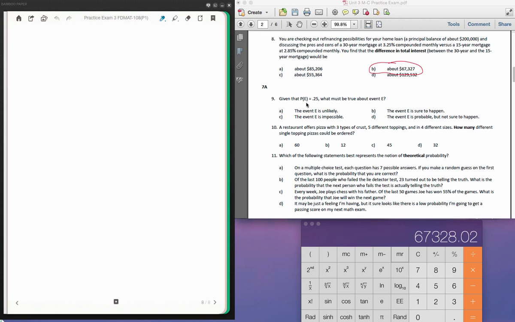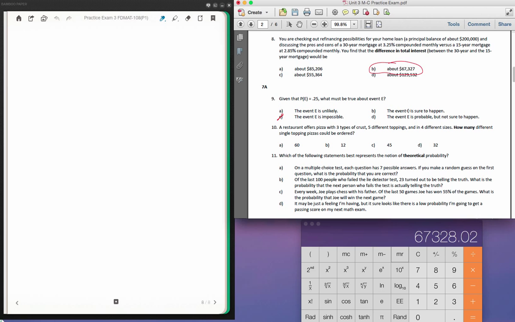Okay, given that the probability of event E is 0.25, what must be true about event E? So A, the event E is unlikely. That actually makes sense because a quarter of the time it's unlikely. Event E is impossible? No, that's not the case. 0 would be impossible then.